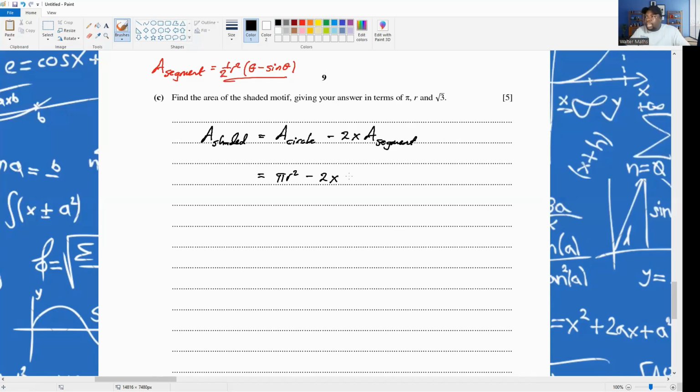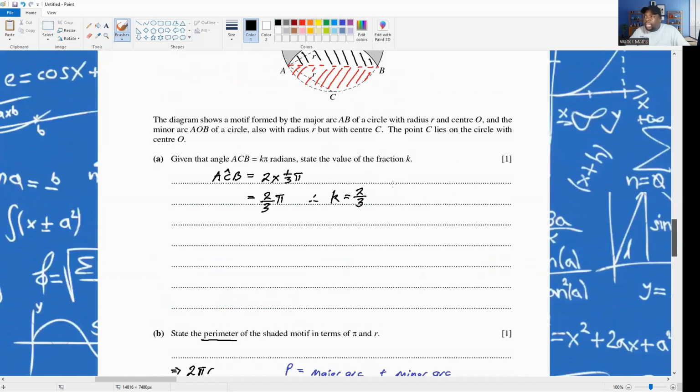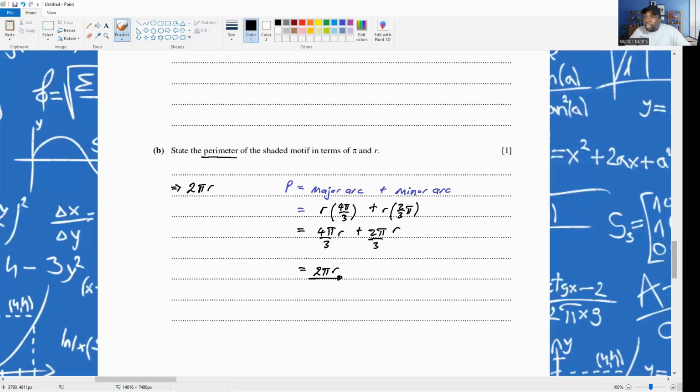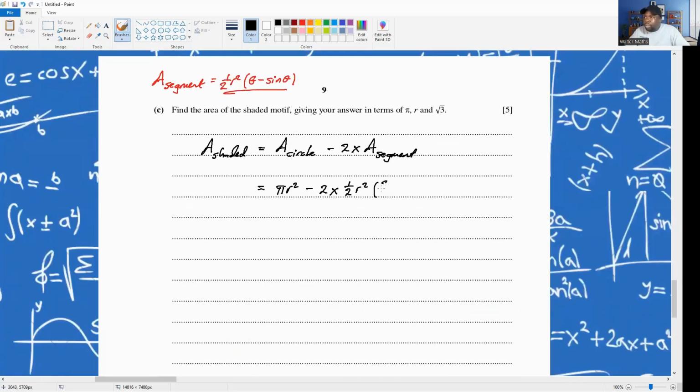So I'll say here it's half times half r squared of theta minus sine theta. What is theta? Theta should be 2/3 pi, right? For this, remember the angle, if we close this, we say the angle here is 2/3 pi. So theta is 2/3 pi. So 2/3 pi minus sine of 2/3 pi. All right, so that's how we're going to be calculating the shaded area. So that's going to be pi r squared minus, the 2's cancel here, r squared of 2/3 pi and sine of 2/3 pi.